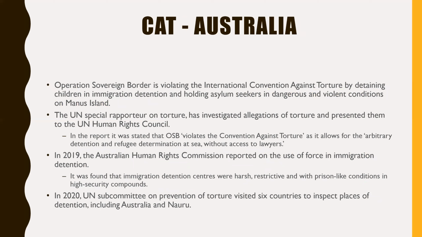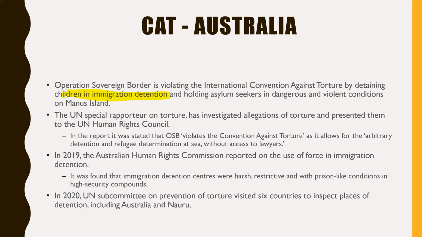Okay, with the Convention Against Torture, within Australia we actually have domestic laws in place that link up to Article 1 of the Convention Against Torture. However, we have been accused of violating the Convention Against Torture by detaining children in immigration detention centres and holding asylum seekers in dangerous and violent conditions on Manus Island.